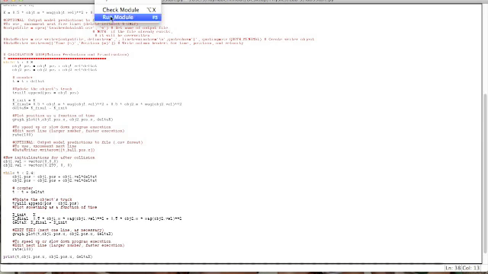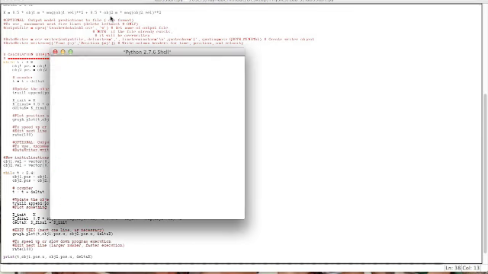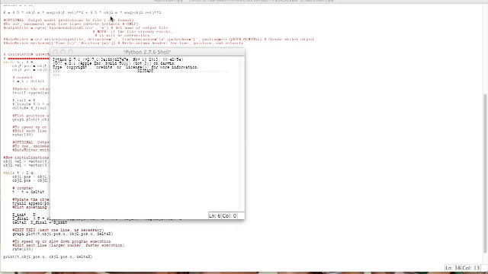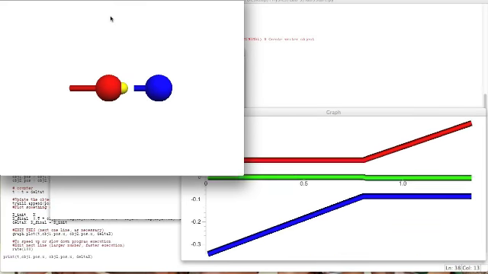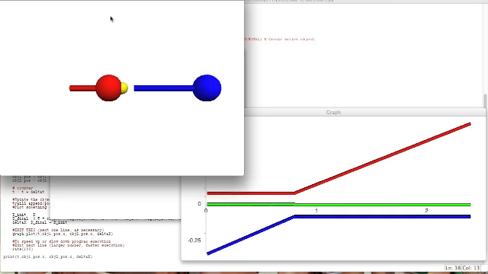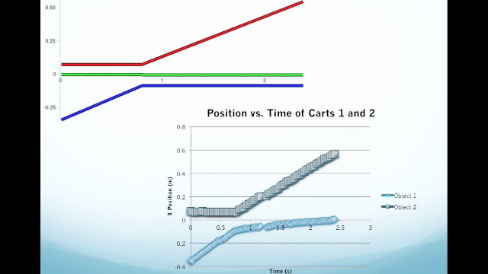Here's how the code looks when run. On the graph to the right, the blue line represents the motion of object 1 and the red line represents the motion of object 2. The green line is the total change of kinetic energy, which is at 0. I'll talk more about the significance of this green line later. This is a comparison of the graph in the code versus the graph from Tracker. Both graphs look similar, however there are some discrepancies.